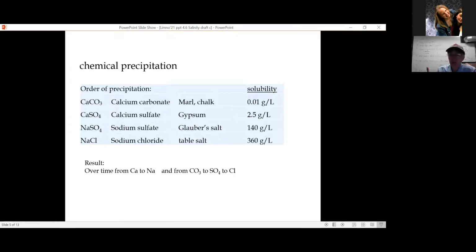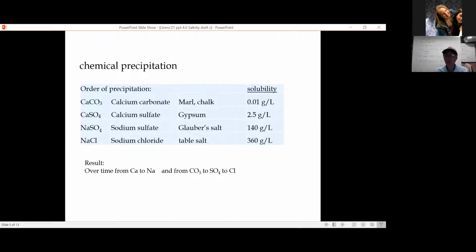Once all the calcium carbonate has precipitated out and the concentration in the water continues to rise, calcium bumping into sulfate is going to bind and precipitate and form a solid. Once the calcium sulfate is mostly gone, then you're going to start to see sodium sulfate precipitating. And finally, you'll be left with mostly just sodium and chloride.